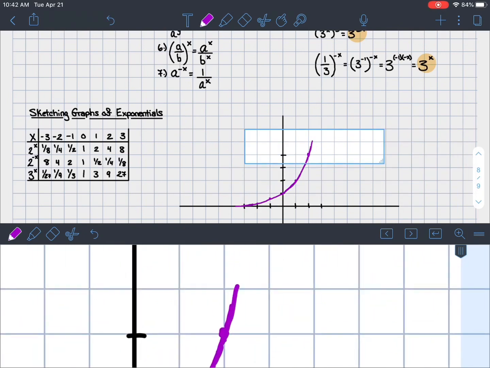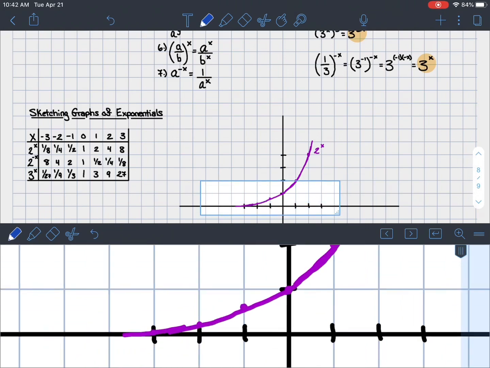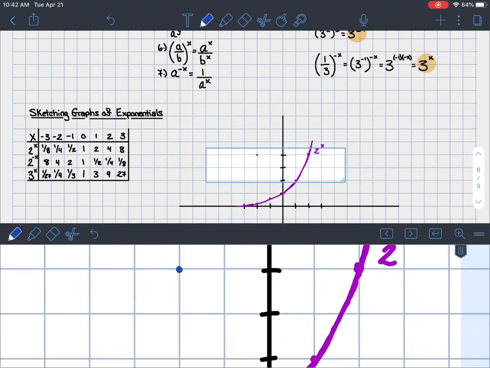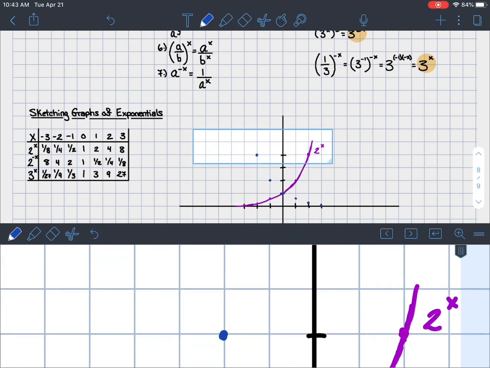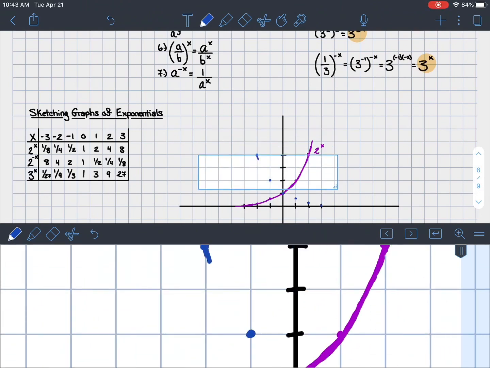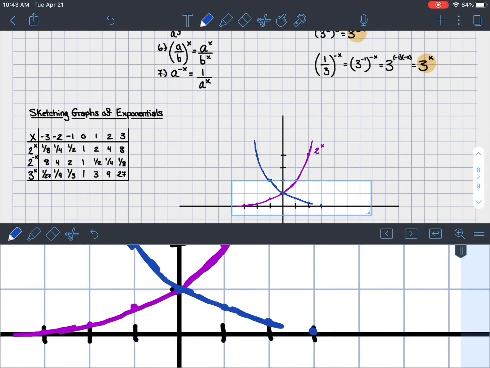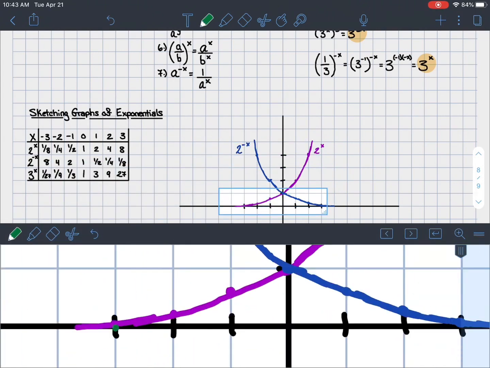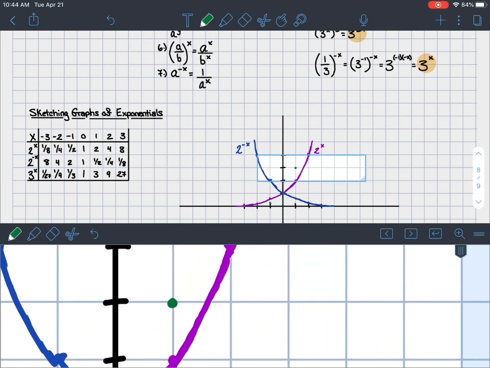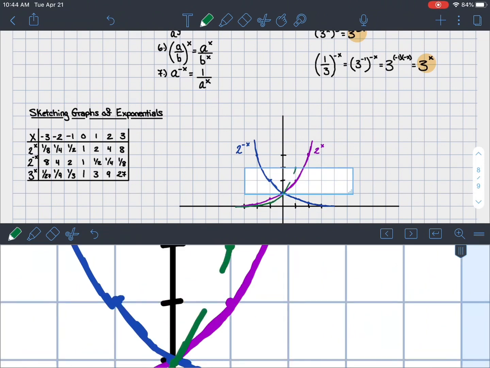For all 3 of the graphs, we should note some interesting characteristics. One is that they all pass through 0, 1. The other is an interesting comparison between the purple graph and the blue graph, which is 2 to the x or 2 to the minus x. Look at this mirror image happening over the y-axis. And the other interesting relationship is between 2 to the x and 3 to the x. Same exponent but different bases. Notice that the green graph dives a little lower, but then comes up a little quicker.